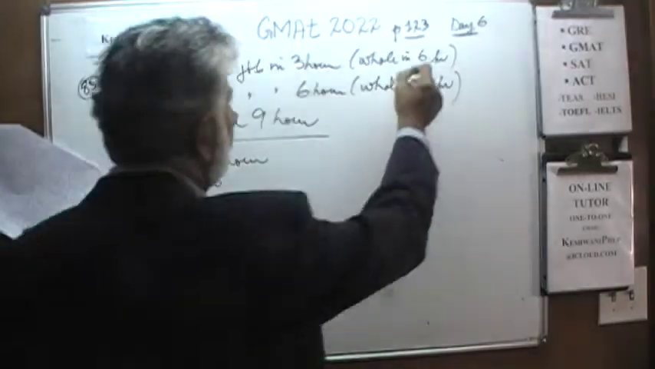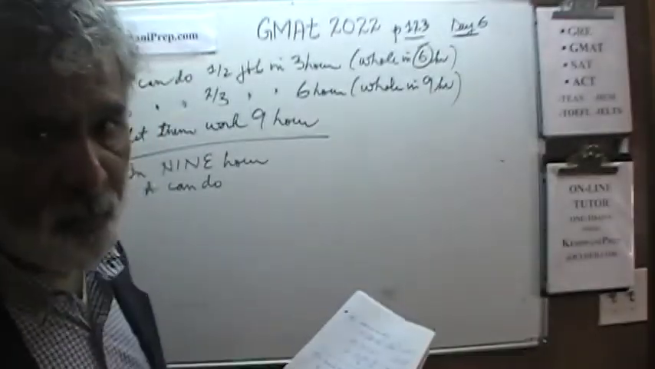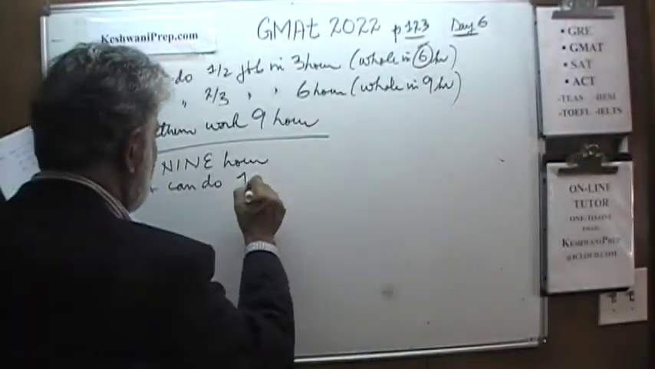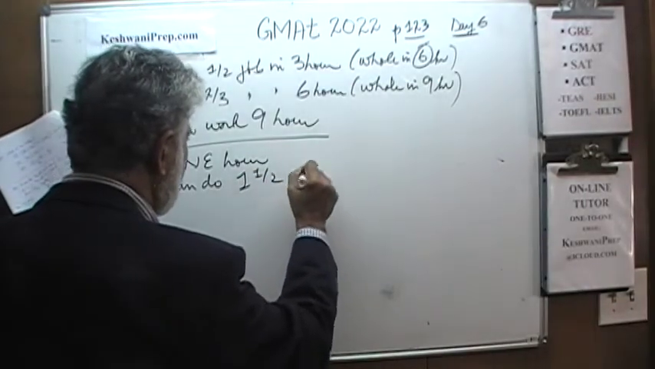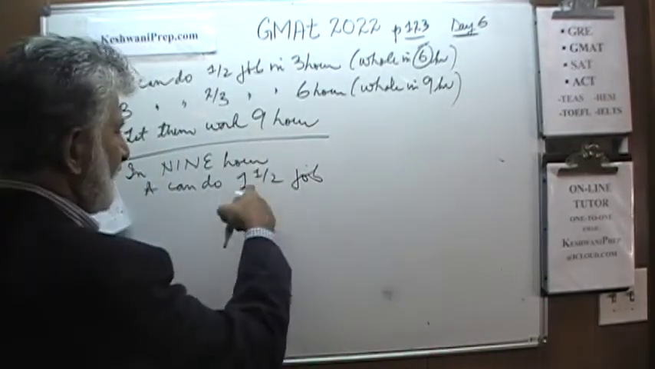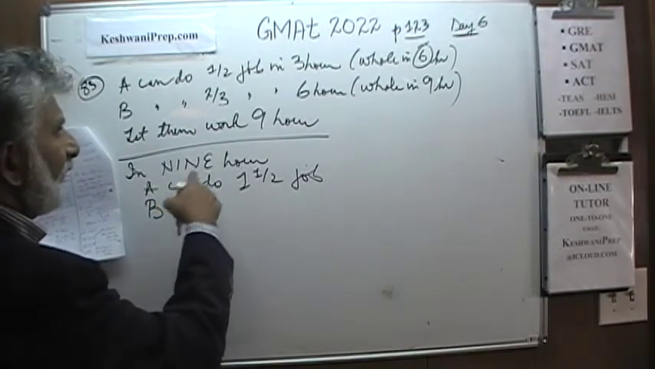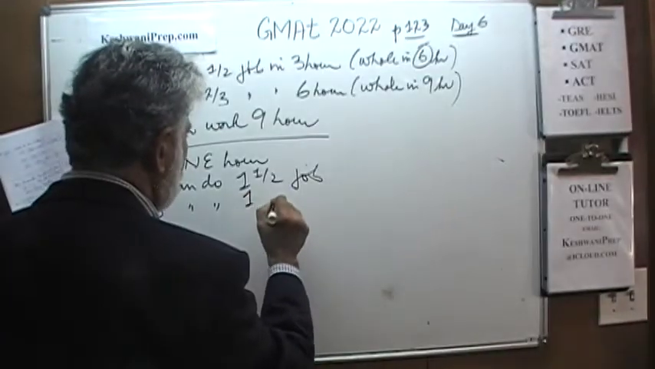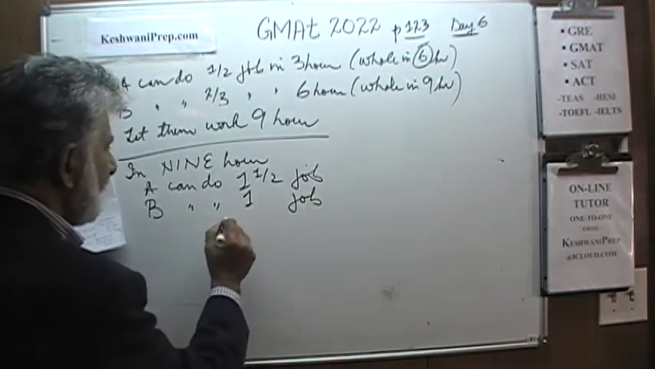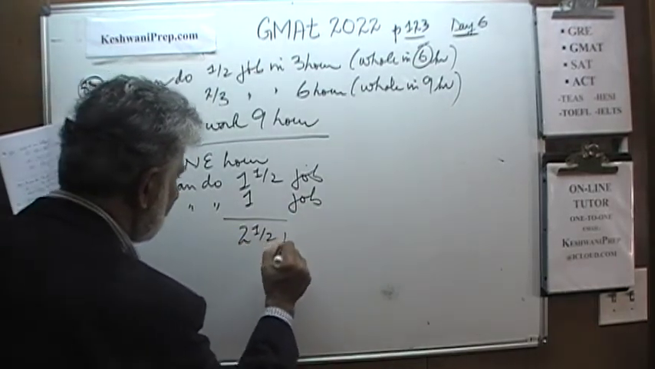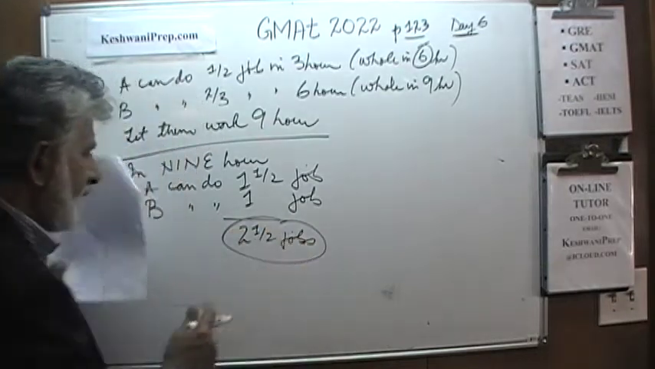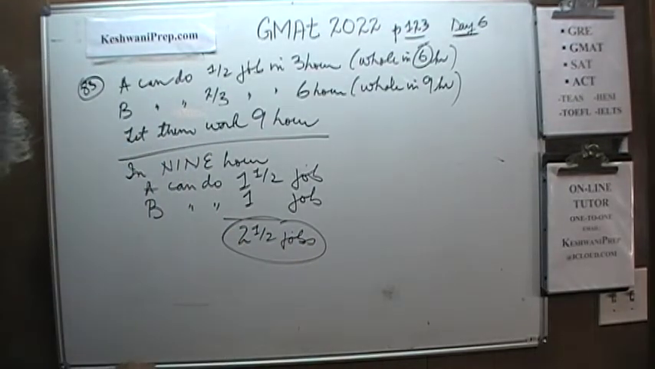Well, it takes 6 hours for him to do the job. In 9 hours, it will do one and a half job, which is what I meant. If I had used 18 here, this would have been 3. And B can do, in 9 hours, the whole job. Which means they can do 2.5 jobs in 9 hours.